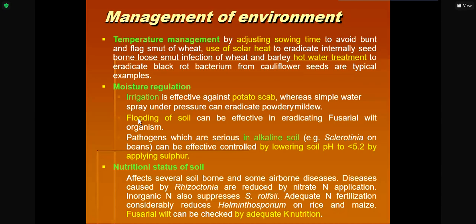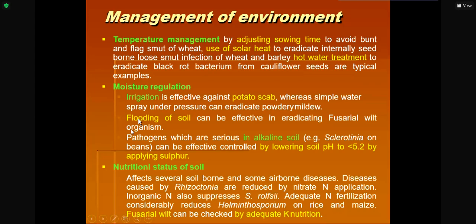And we can regulate the moisture by providing irrigation. Potato scab disease is very severe in dry conditions. But if we provide irrigation in the potato field, for example, then the severity of the scab disease afterward will be less. Then flooding of soil can be effective in eradicating fusarium wilt. So the fusarium fungus cannot survive in an excess amount of moisture.